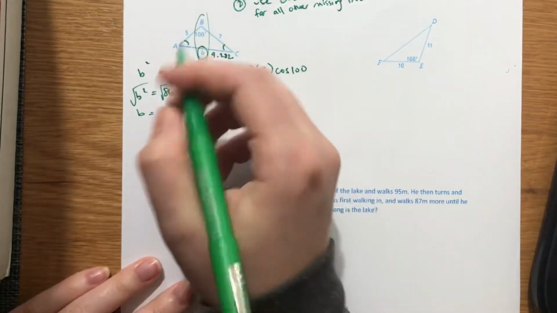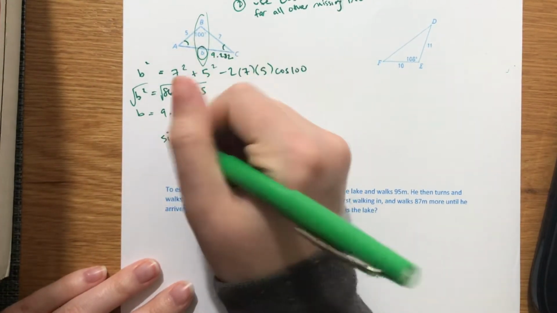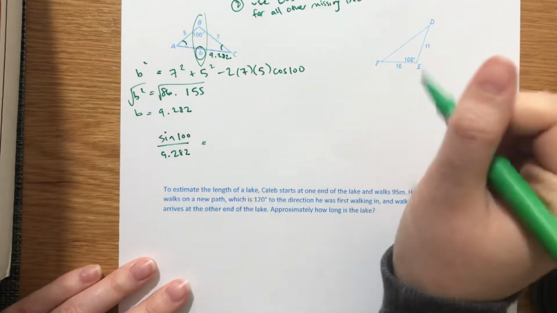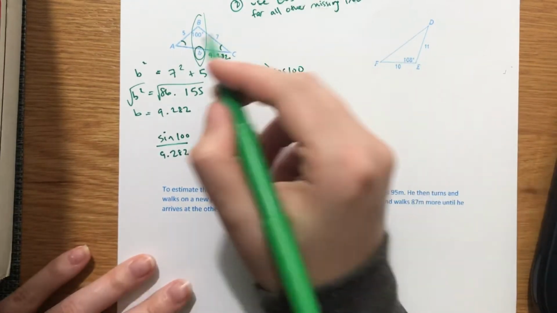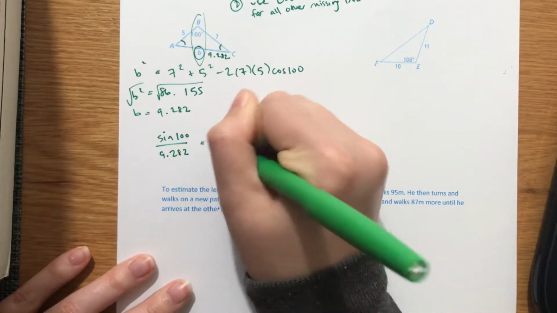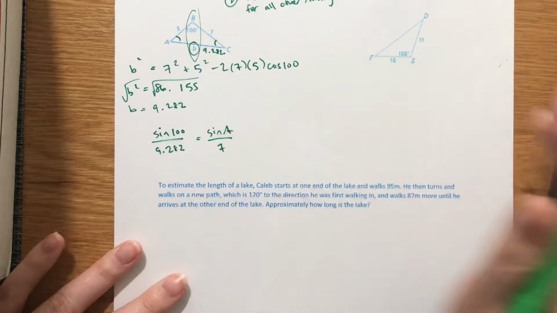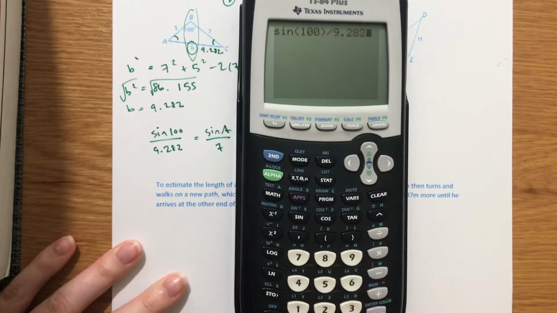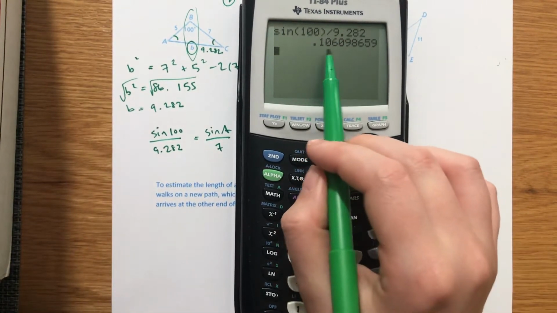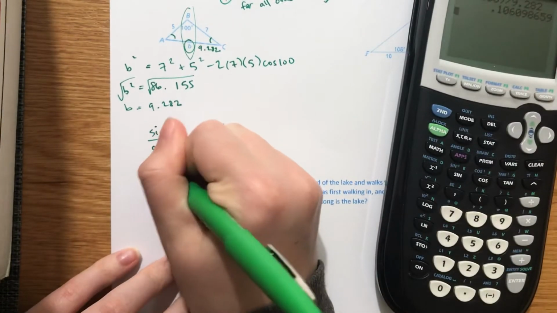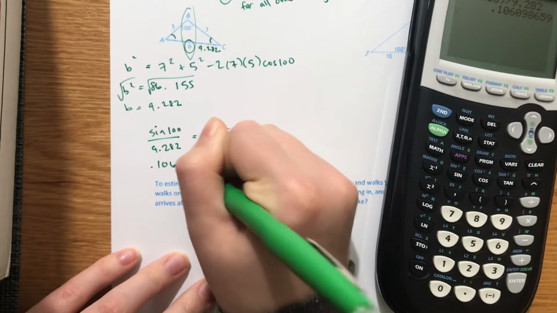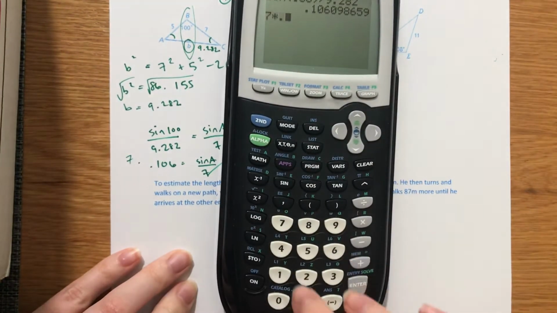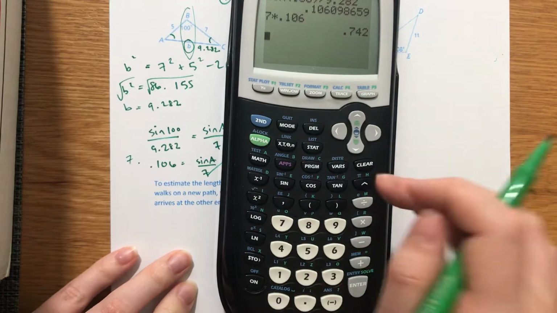Our pair is sine 100 over 9.282 equals. It doesn't matter which angle we solve for first. Let's do A. Sine A over 7. So remember, turn this into a decimal. Sine 100 divided by 9.282 is 0.106. So 0.106 equals sine A over 7. Multiply both sides by 7. 7 times 0.106 is 0.742.